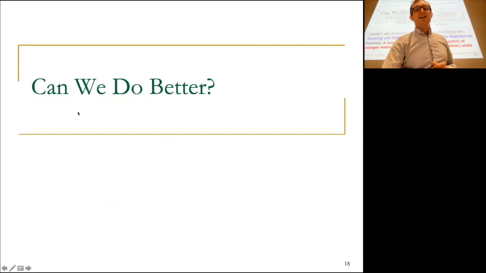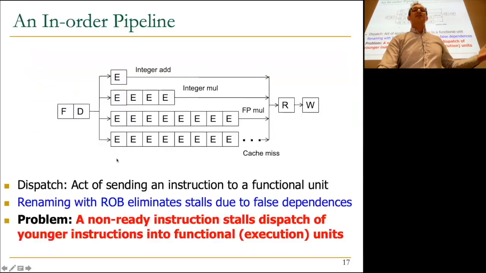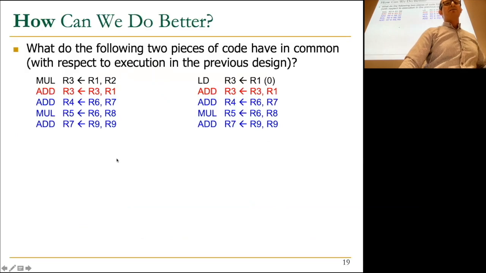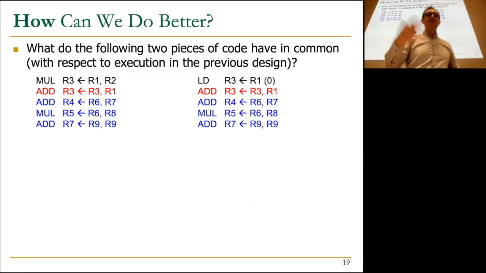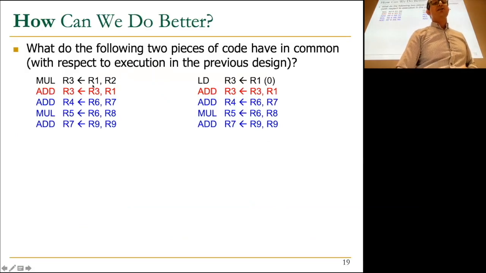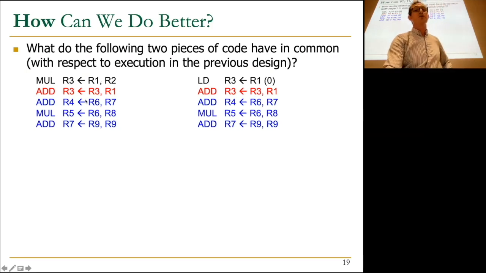So basically, can we do better? Can we do better than what we have built up to yesterday? And the idea will be, yes, how can we do better? Before we discuss this, I'm going to talk about some alternative ways. So let's take a look at this example code.